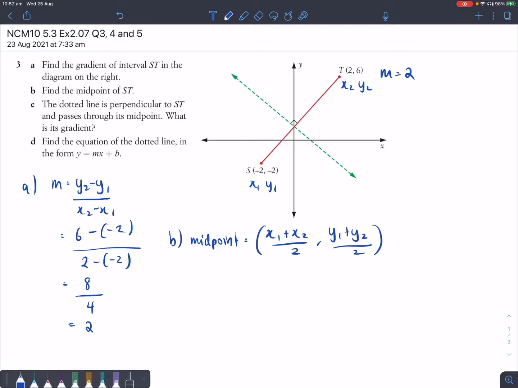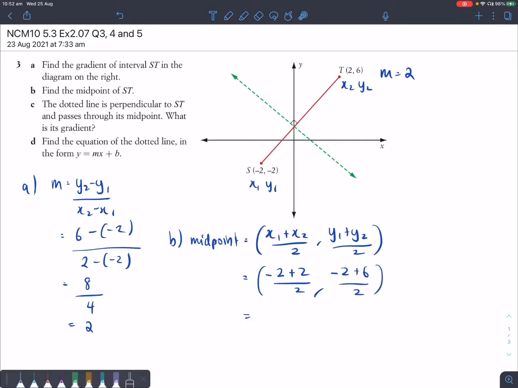Okay, so we've got the coordinates of x1 and y1 and x2 already. We're going to substitute those in. So x1 and x2 are right here. We're just going to substitute it into the formula. So that means that we get -2 plus 2 over 2. Then we'll get -2 plus 6 over 2. And that's the y1 plus y2 stuff there.